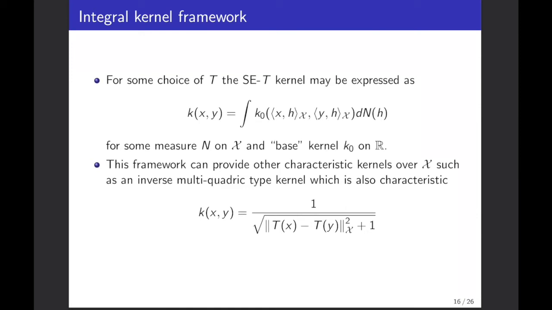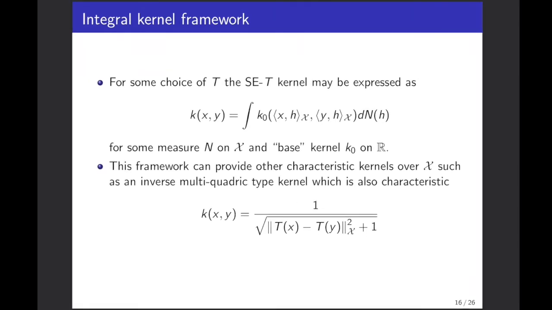And this framework makes it easy to give conditions on k0 and n to ensure that this is a characteristic kernel. And you can construct other kernels from this framework, which you wouldn't have been able to do if you'd been working only with the characteristic function of Gaussians framework, as mentioned before. For example, you can derive an inverse multiquadric type kernel here, which is also characteristic.